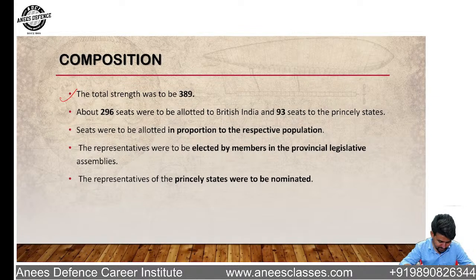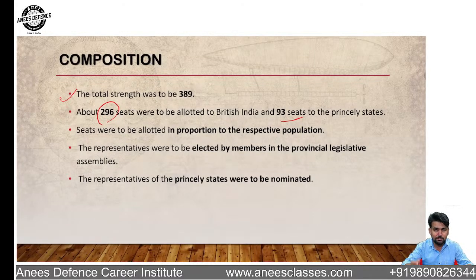Ready? Okay. So students, we were studying the composition of the Constituent Assembly. As we discussed earlier, the strength of the Constituent Assembly was set at 389, out of which 296 seats were to be allotted to British India and 93 seats were to be allotted to the princely states.